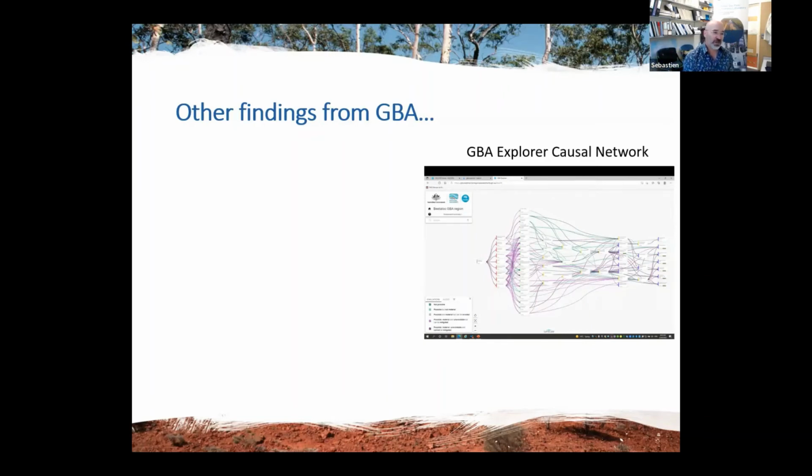Now, if you want to look into this, all you need to do is to type GBA Explorer in your favorite web browser and click on the Beetaloo link, and you'll see the spaghetti diagram, and you can start looking at what we've done.